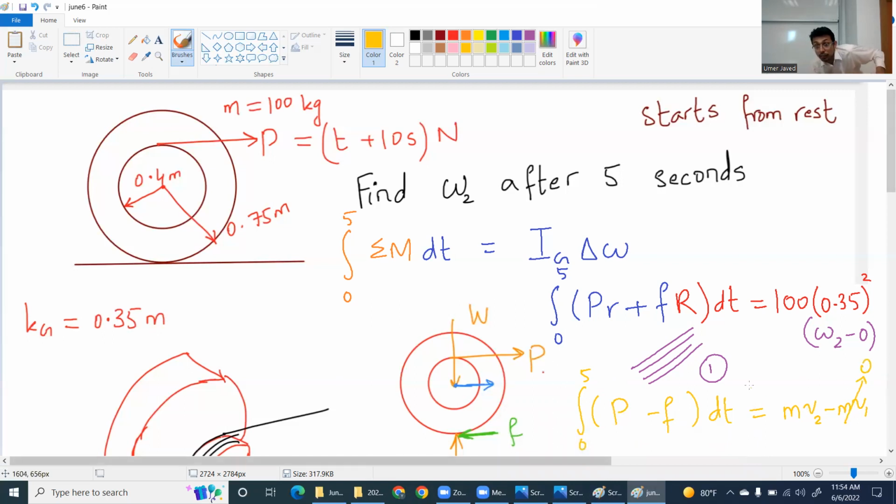Give me the answers, by the way. I have to finish the problem. Agreed, everyone? Two equations, two unknowns. Give me omega 2 and F.